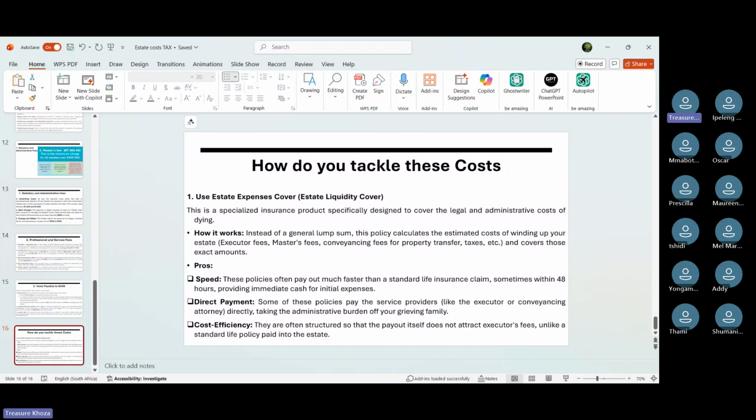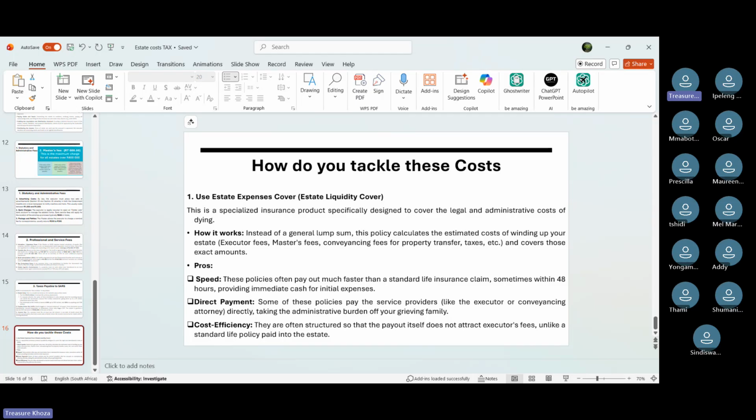So how does it work? Instead of a general lump sum, this policy calculates the estimated cost of winding up your estate. The estimated costs can include the executor fees, the master's fees, the conveyancing fees for property transfer, taxes, etc. So it calculates all these costs and makes sure that they are covered. Meaning if you have an estate expense cover, then your beneficiaries have no need to pay for the costs of winding up your estate. Everything is covered by this cover.